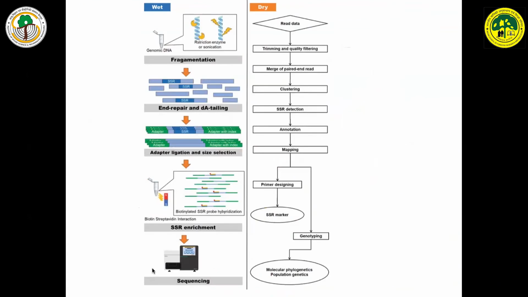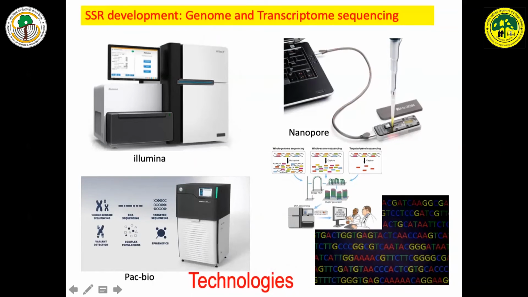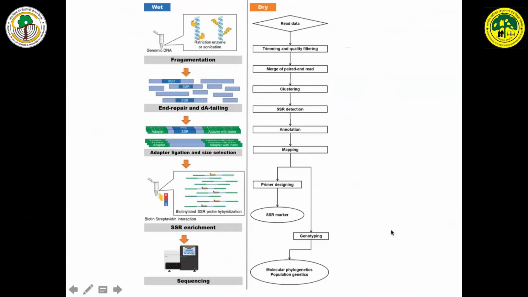Once the sequence comes, all these things will be ATG raw data, fragmented raw data. This is the earlier wet biology process, which was very tedious. Now, once the sequence comes, we can cleave off all the adapters attached to that particular sequencing, and then there is clustering, and tools have been developed for SSRs. We can identify the SSRs, annotate them, and then develop primers.